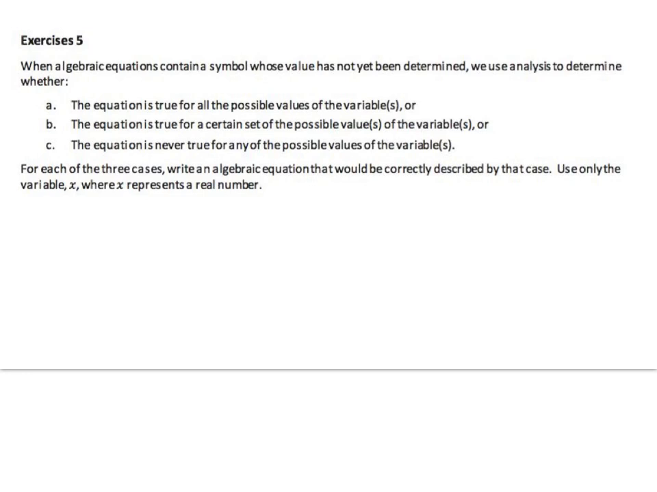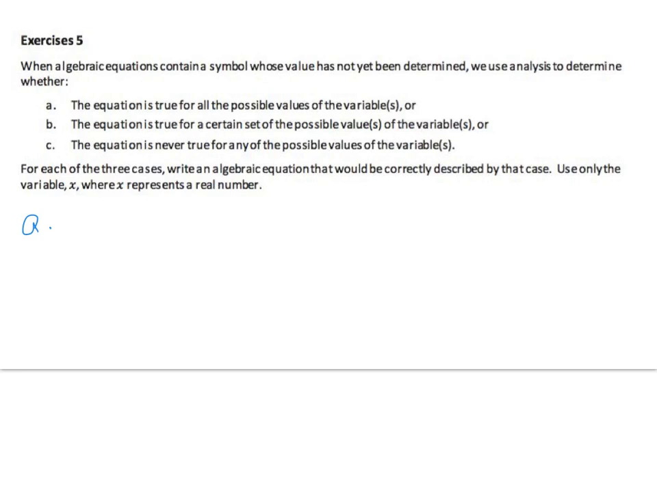When algebraic equations contain a symbol whose value has not yet been determined, we use analysis to determine whether the equation is true for all the possible values of the variable, whether the equation is true for a certain set of possible values of the variables, or the equation is never true for any of the possible values of the variable. For each of the 3 cases, write an algebraic expression that would be correctly described by that case. Use only the variable x, where x represents a real number. So part A, if we wanted to come up with an equation, this would be so much fun in class, where the equation is true for all the possible values of the variable.